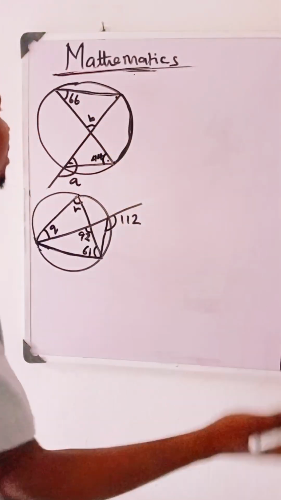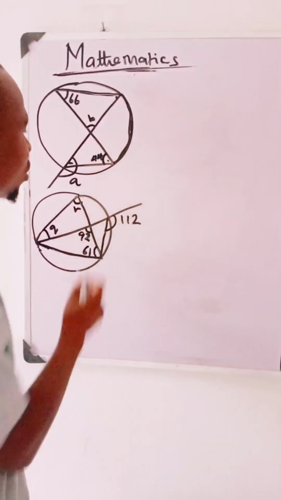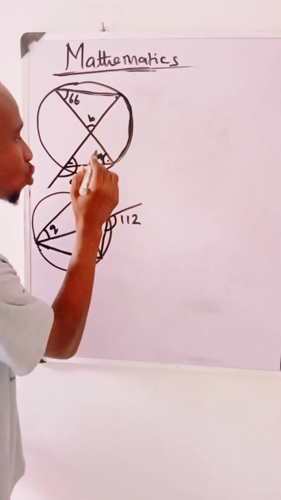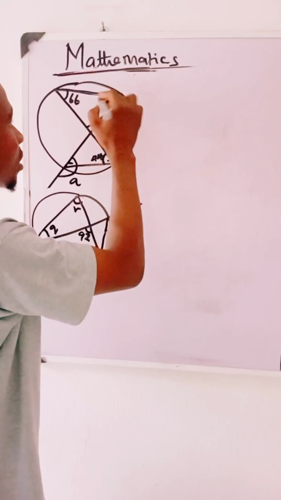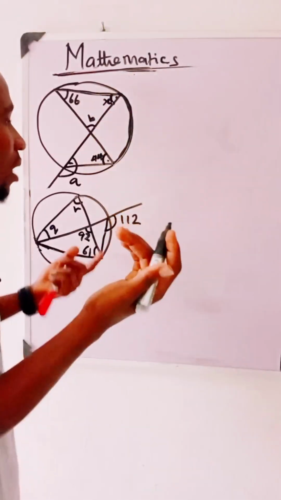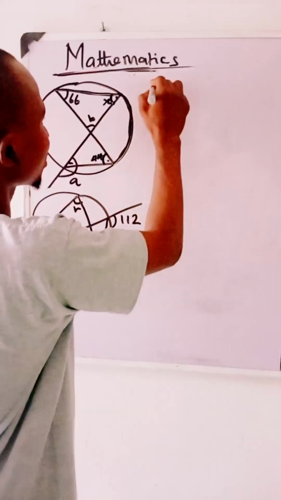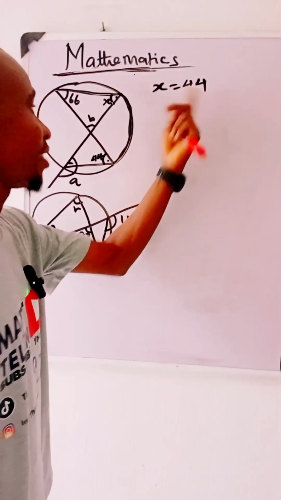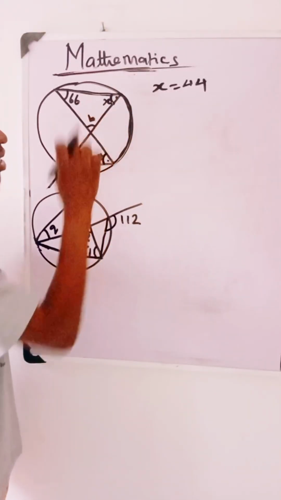Now, to solve for B, applying this rule, from here to here, the same arc, angle 44 is the same as this angle. Let me call this angle X. So that means X is equal to 44, good, because I need this angle in order to find this angle.